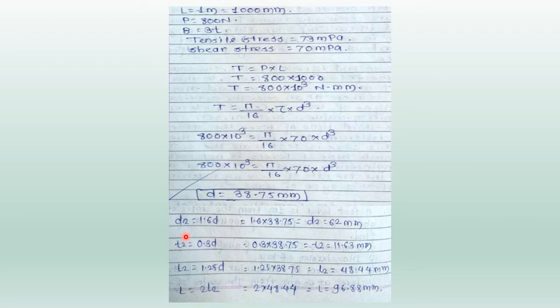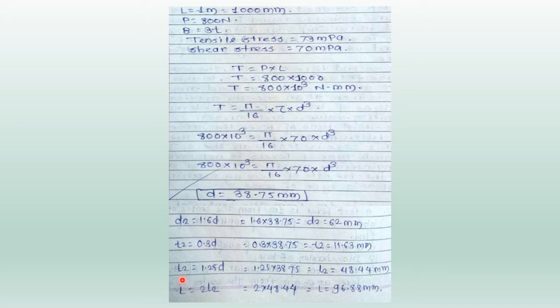Then in the next stage, by using some empirical relation, d2 equal to 1.6 times d, which is equal to 1.6 into 38.75. So you will get D2 as 62 mm. Also T2, that is thickness of boss, equal to 0.3 times D. So 0.3 into 38.75, which is equal to 11.63 mm. So you will get another parameter over here.